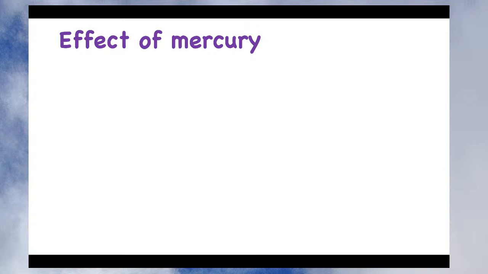Let's see what the effects of mercury are. As I have mentioned, in the liquid form, when you consume mercury, it may not produce a toxic effect, but the most concerning form of mercury is the vapor form. So when you are exposed to mercury vapor and you inhale those vapors, it will go into your lungs, right? And you may suffer from lung toxicity. Lung toxicity, in scientific terms, is called pulmonary toxicity, right?